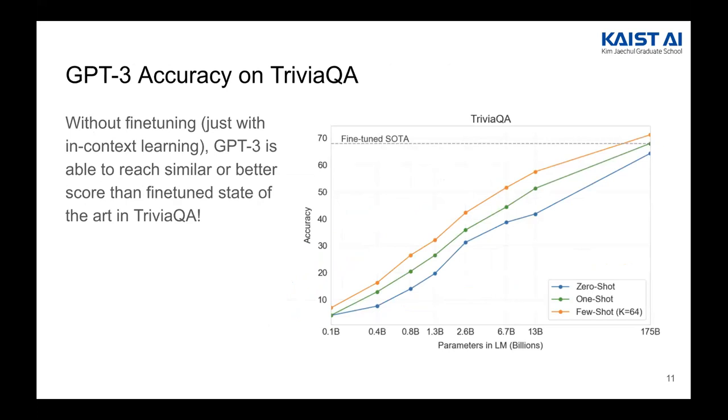And if you look at the numbers compared to the fine-tuned state of the art, these numbers were also amazing. Let's say you're talking about TriviaQA. You didn't fine-tune GPT-3 at all, but it's able to reach a similar or better score than fine-tuned state of the art. One shot means you have an instruction about TriviaQA, which is basically answering the question, and then one example, and it reaches, or is maybe a bit worse than, but very similar to, fine-tuned state of the art. And if you have a few-shot setting with K=64 training examples, then you can reach higher than the state of the art.